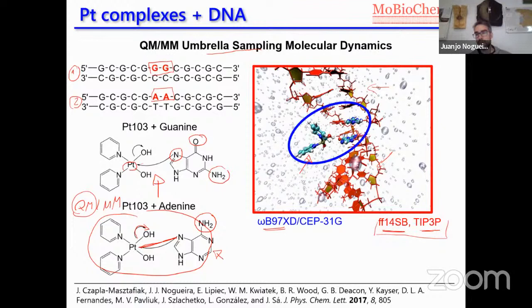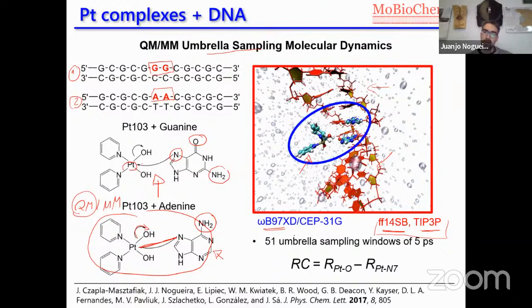Finally, as you know, in umbrella sampling we need to define a reaction coordinate. The reaction coordinate was the linear combination of this distance, platinum-oxygen, minus the distance between platinum and nitrogen. So this was our reaction coordinate, and we split it into 51 umbrella sampling windows.